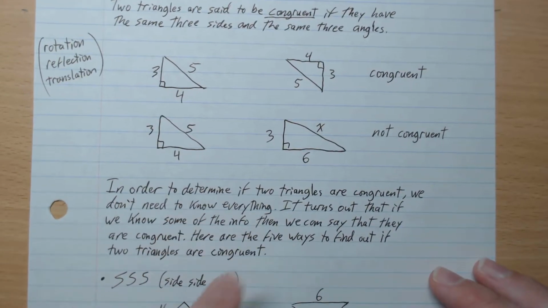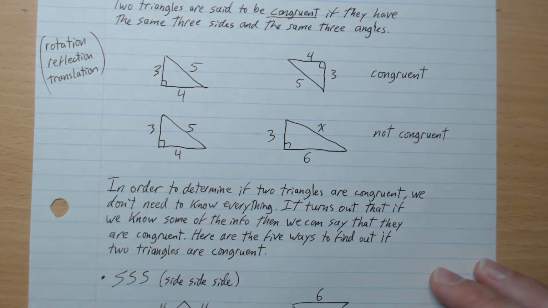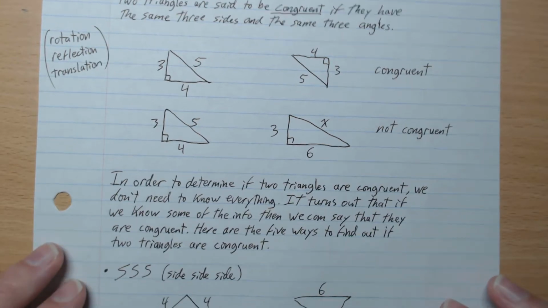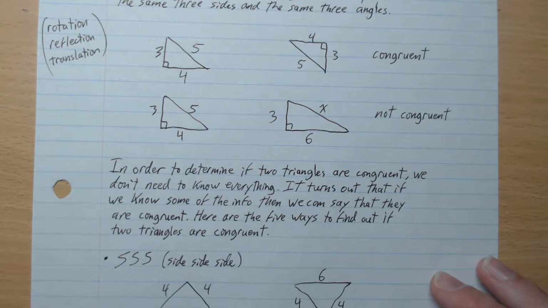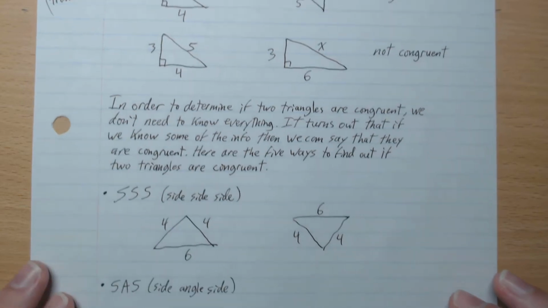So in order to determine if two triangles are congruent, we don't need to know everything. It turns out that if we know some of the info, then we can say that they are congruent. And so here we go. Here are the 5 ways to find out if two triangles are congruent.